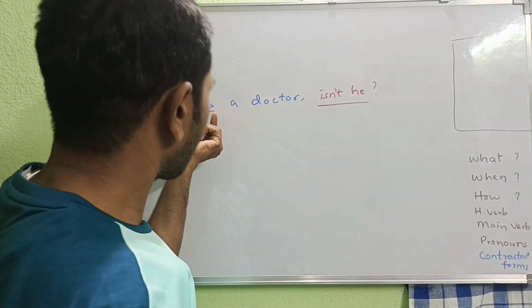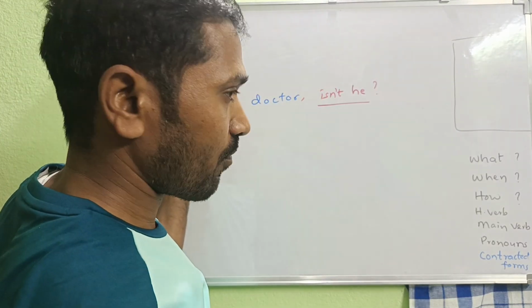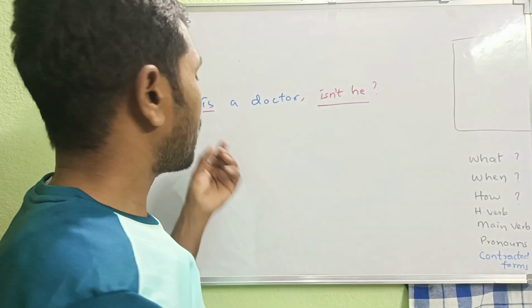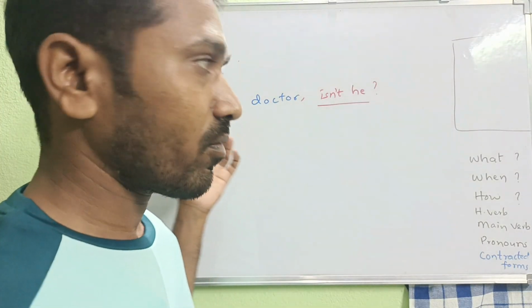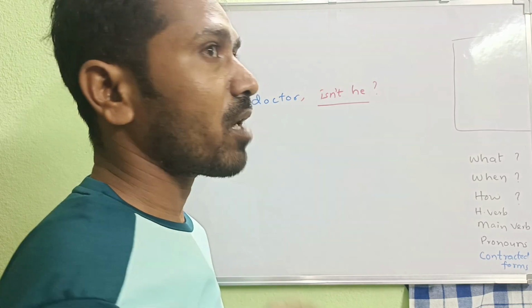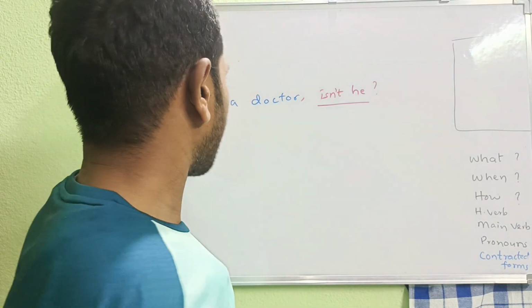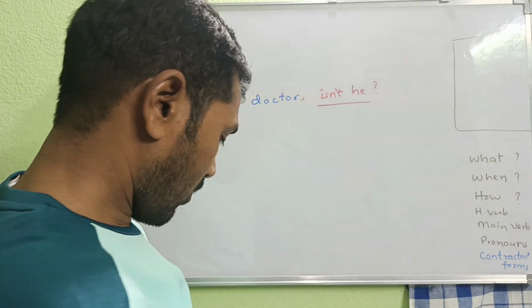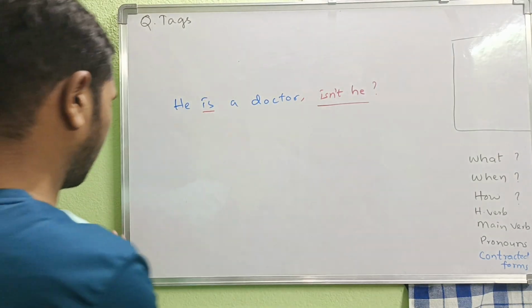What's the first step? The first step is to find out the helping verb. If there is no helping verb, you may get a doubt: then what do we have to do? You need to get help from the do forms. And next, let's see one more example.